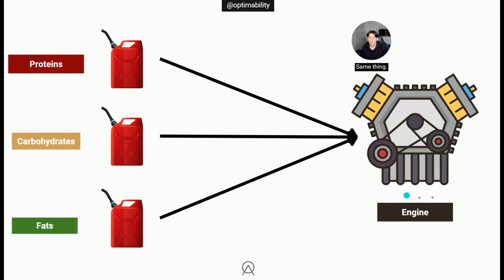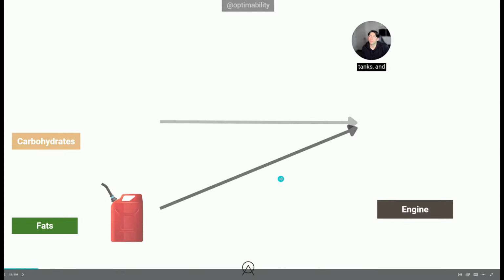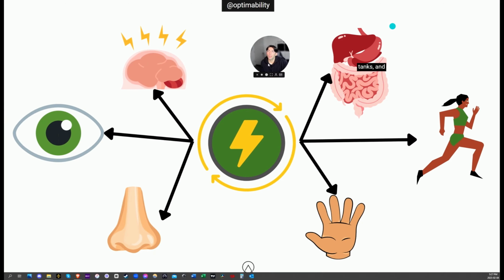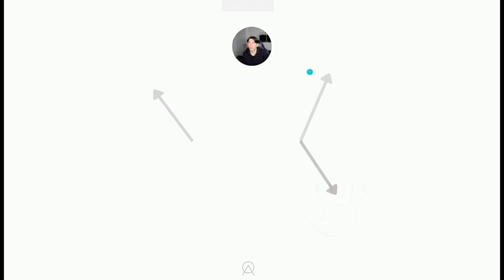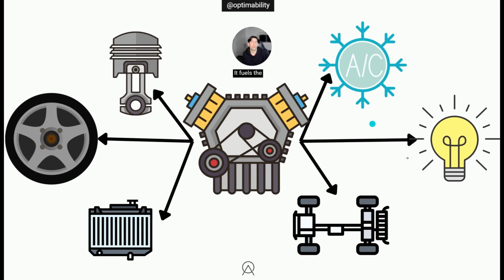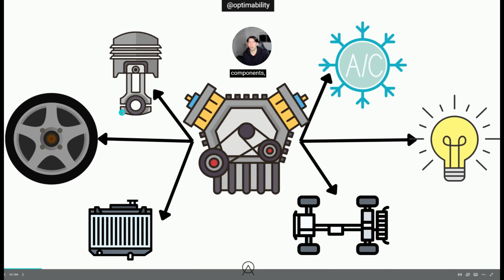Just like an engine, right? Same thing. Big engine here, and then the macronutrients are the fuel tanks. And this is how it's distributed. So we have our vital functions, smell, eyesight, activity, distributed through energy output. Same thing with an engine, right? It fuels the AC, electricity, drivetrain components, etc.